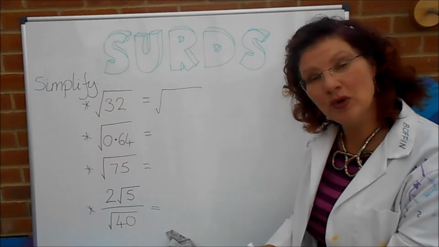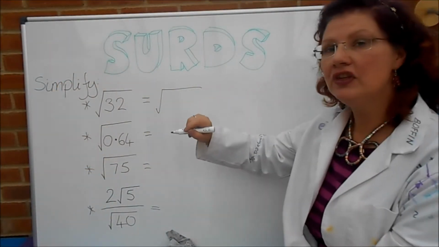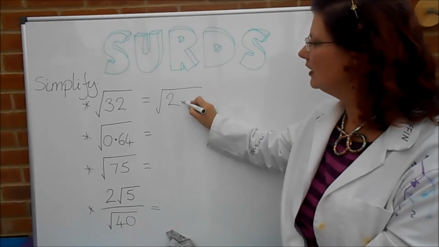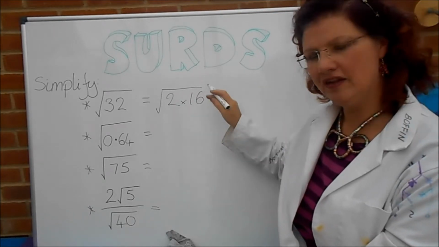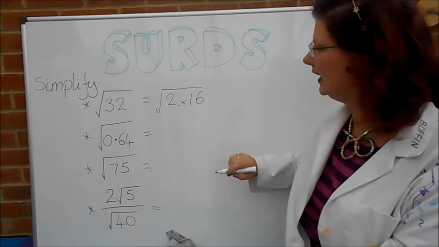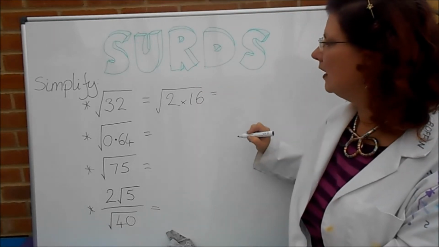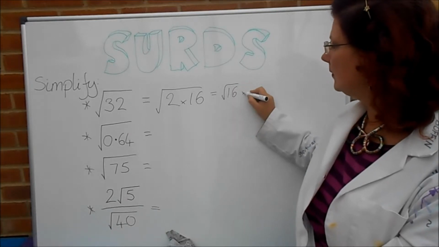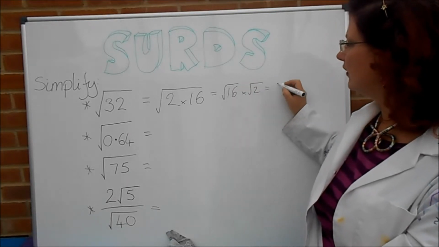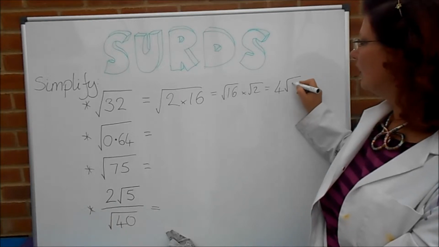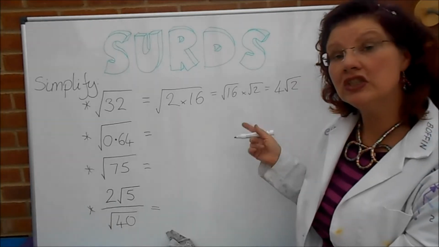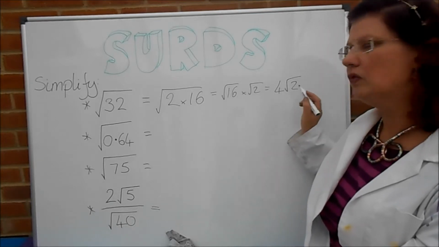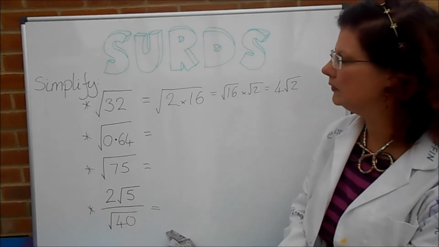Welcome back. Here's what we should be having. Root 32, it's better if you split that up into 2 times 16. 16 being the biggest square thing we can get out of that. Root 16 times root 2 turns that into 4 root 2, which is the same as the answer we had just before the break, but it's a better way of writing it. You've got the most you can in that square root.